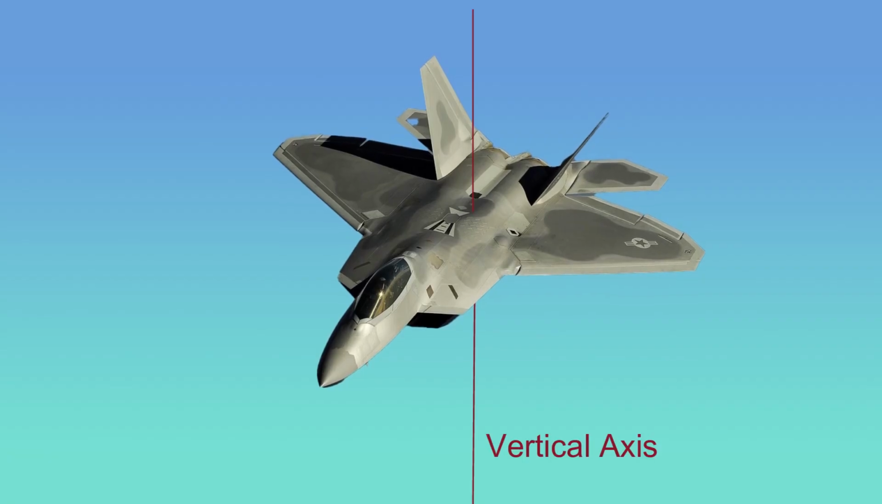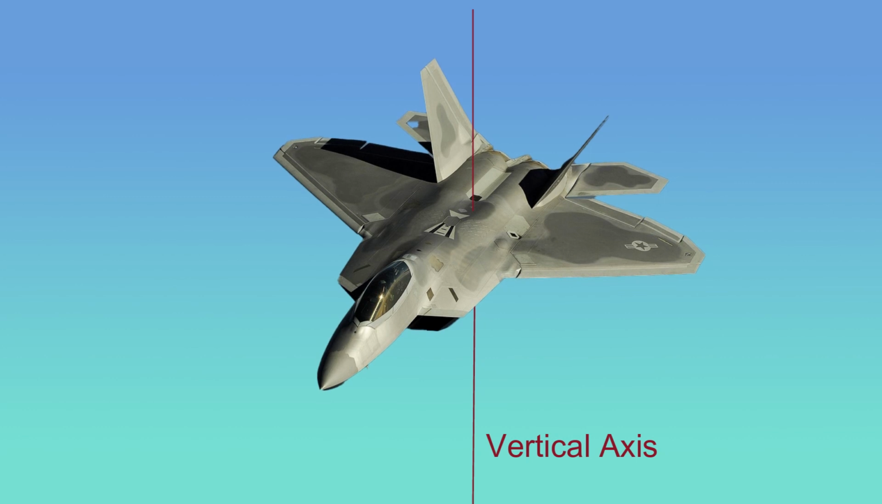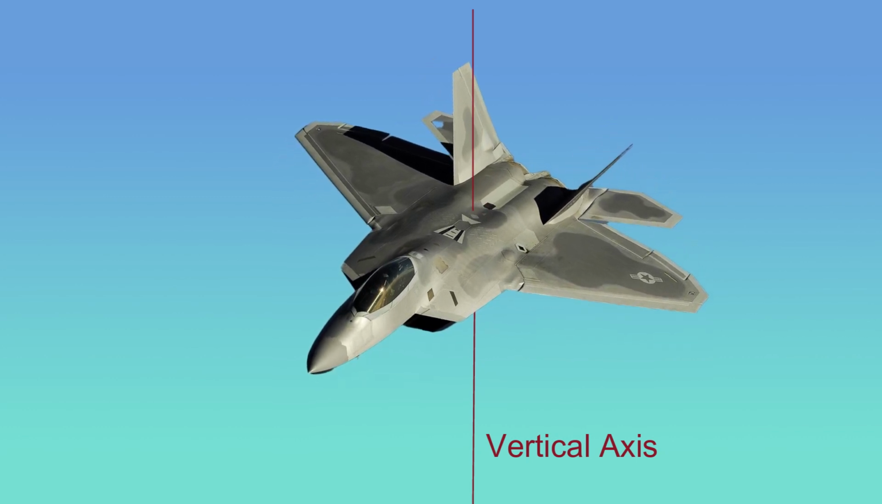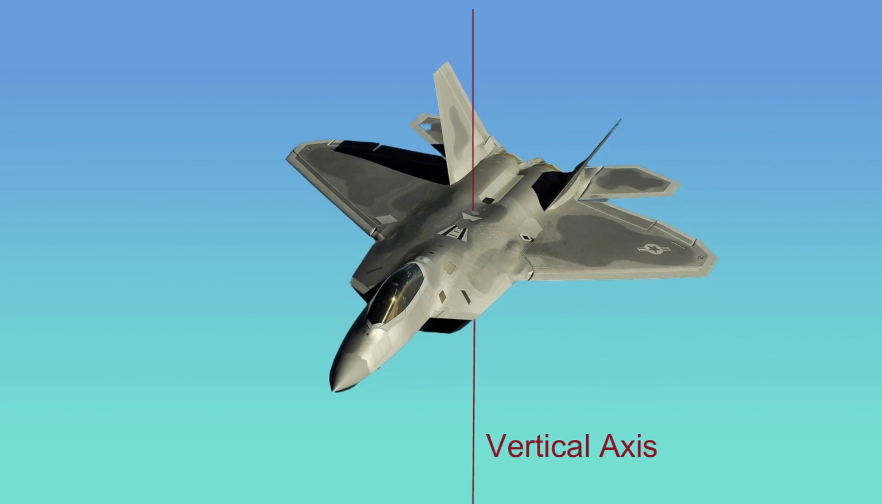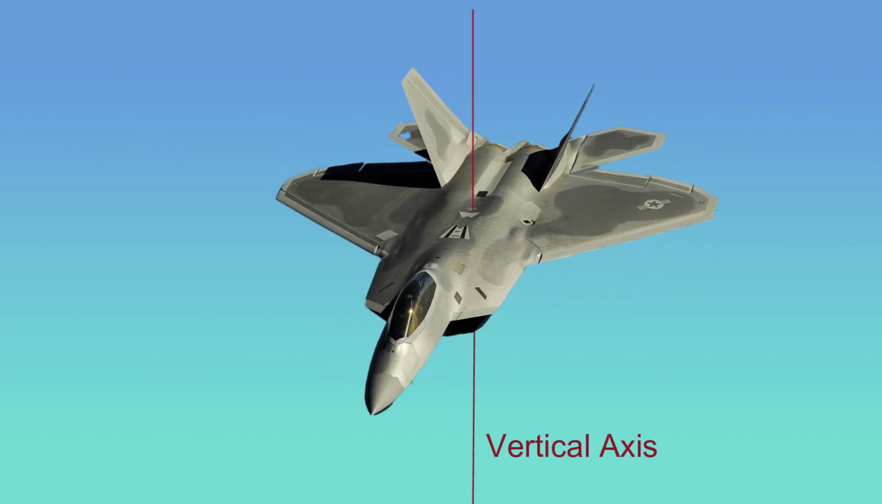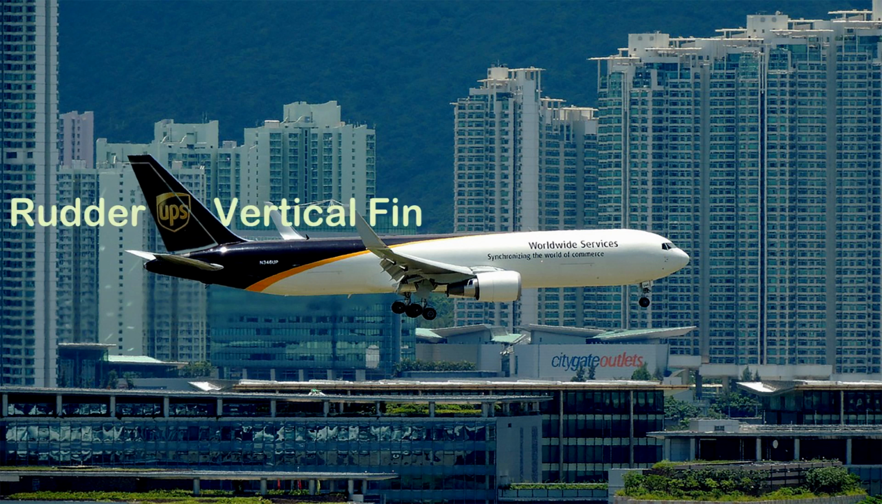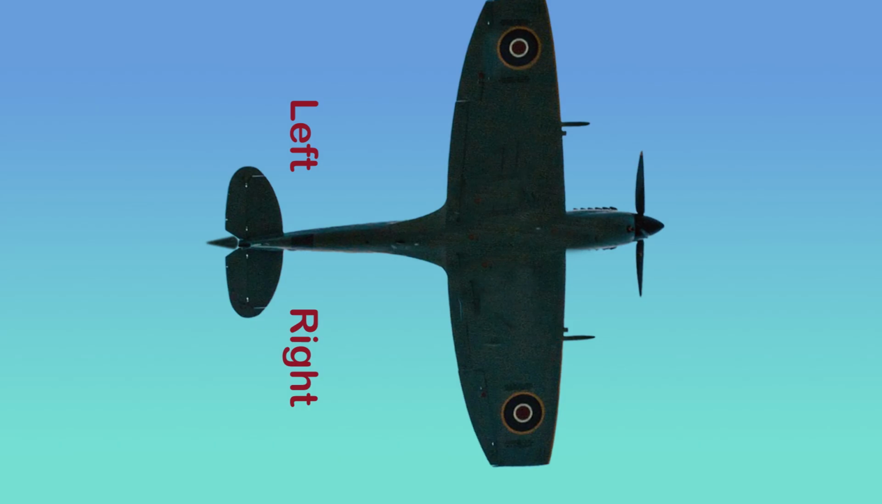The yaw movement. This is to move the aircraft about its vertical axis. This is the fixed vertical fin of the aircraft. At the rear end of it, a movable control surface is fitted, known as the rudder. Let's see from the top of the aircraft.